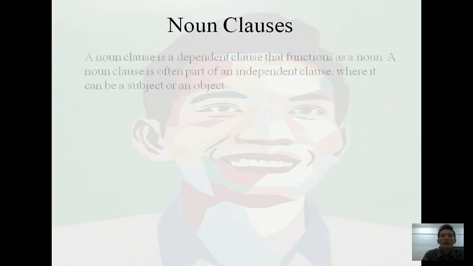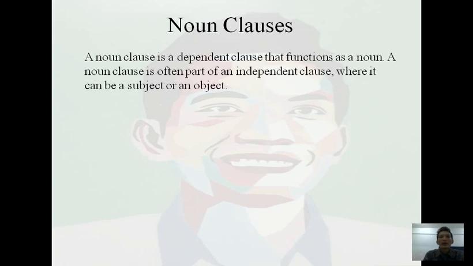Today we are going to discuss noun clauses. As we know, the noun clause is part of the dependent clauses. And when we discuss dependent clauses, we divide it into three discussions: noun clauses, adjective clauses, and adverbial clauses. Today we just focus on noun clauses as a dependent clause. A noun clause is a dependent clause that functions as a noun.